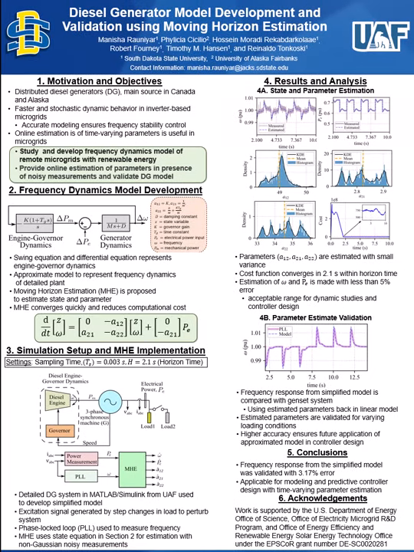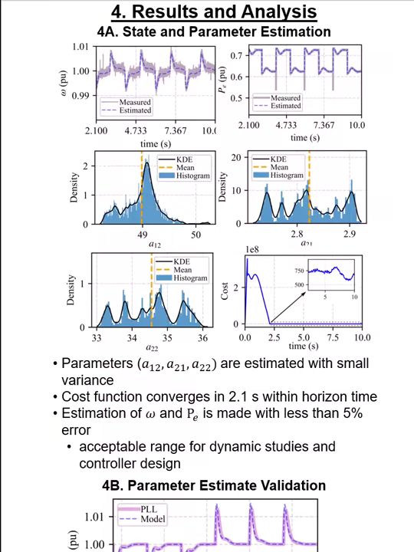In section 4, we can see the results of the estimates, that is for the state and the parameters. MHE estimates the frequency and the input power supplied by the generator at the same time, as shown in this figure. Also, it converges within a short time period of 2.1 seconds. The accuracy of the estimations is illustrated by calculating the normalized root mean square value, which is found to be less than 5%, and that is an acceptable range for power system dynamic studies and controller design.